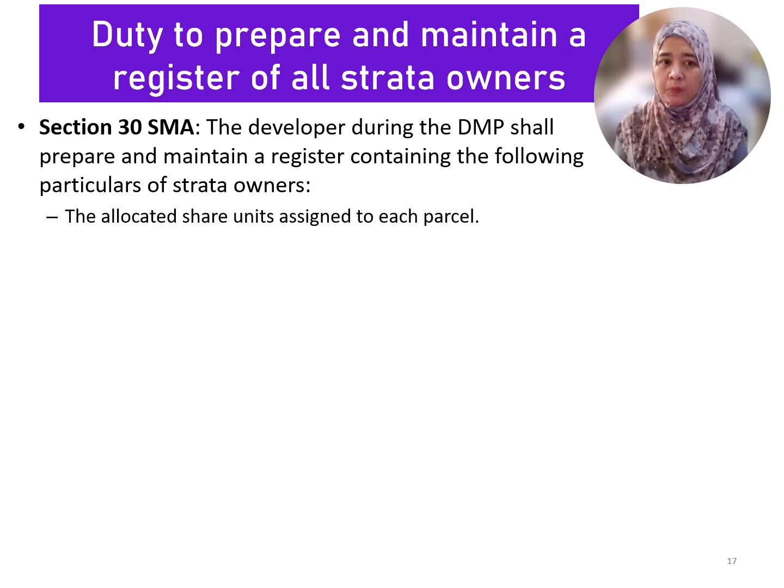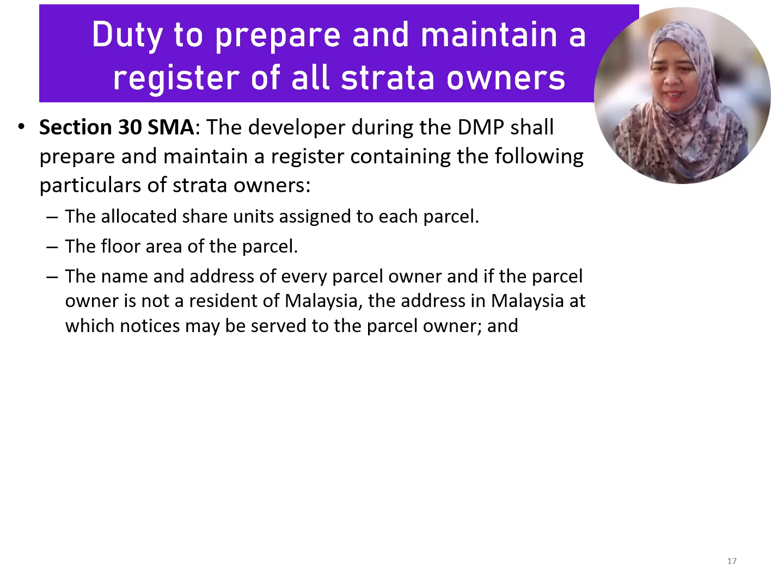So all these details are, the first one, allocated share units assigned to each parcel. So kita kena tahu share units dia, floor area. And then owner details, the name and address of every parcel owner, and if the parcel owner is not a resident of Malaysia, the address in Malaysia at which notices may be served to the parcel owner. Sometimes we cannot get hold of the parcel owners at their overseas address, or the cost is prohibitive. So there must be an address in Malaysia whereby we can forward all the communication with the owners there.